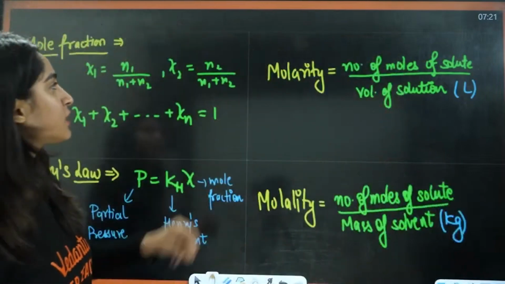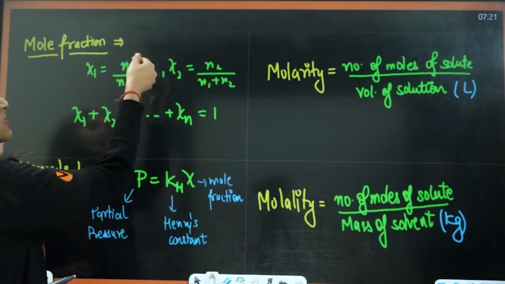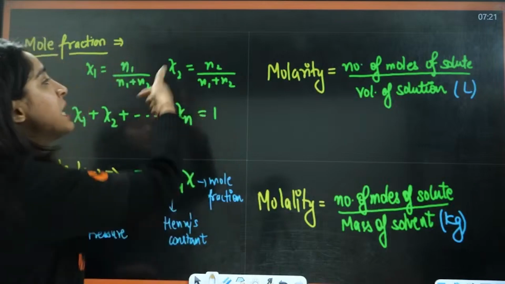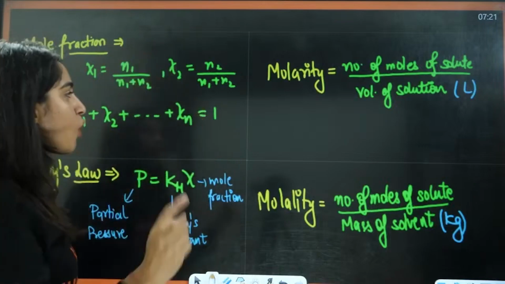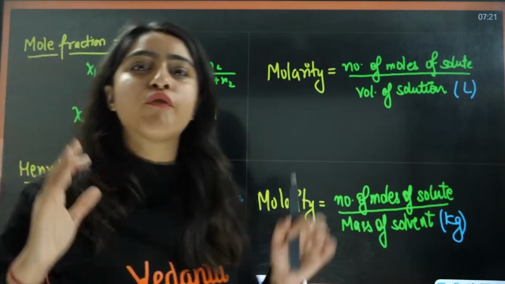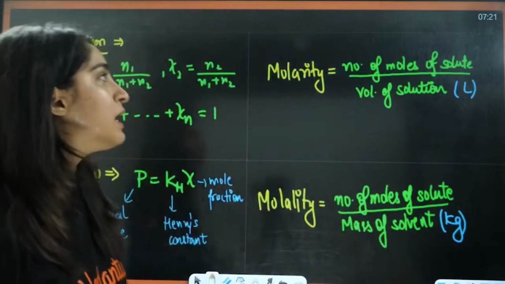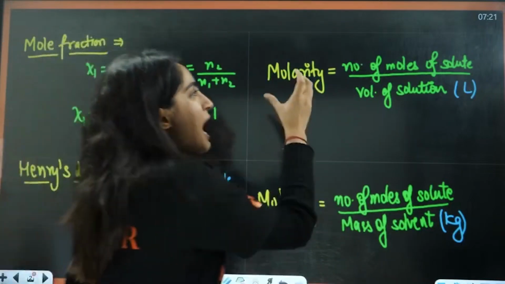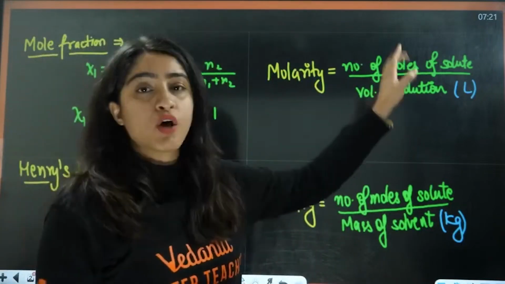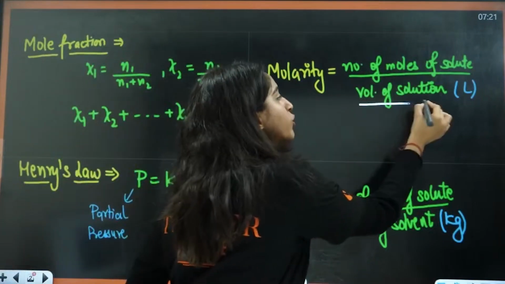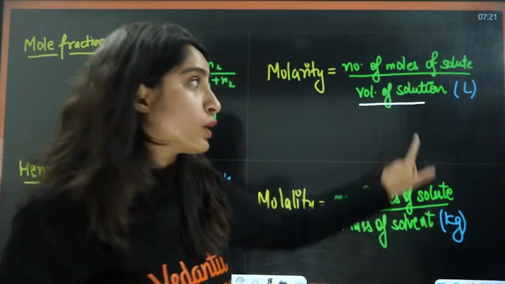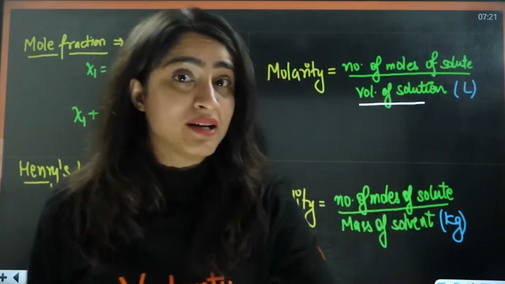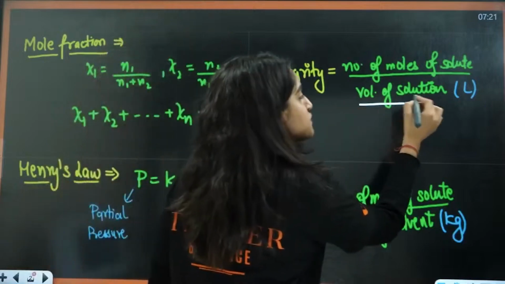Okay, so firstly, these are the formulas. This is mole fraction, that is number of moles of that component divided by total number of moles, and the mole fraction of all the components is equal to unity. Now, next is molarity. Molarity is equal to number of moles of solute divided by volume of solution in liters. The units here are liters, not milliliters, and the volume is of solution.